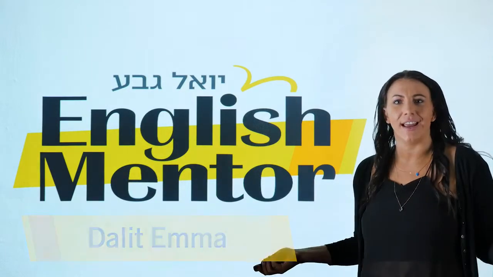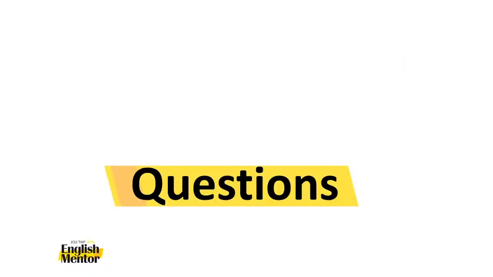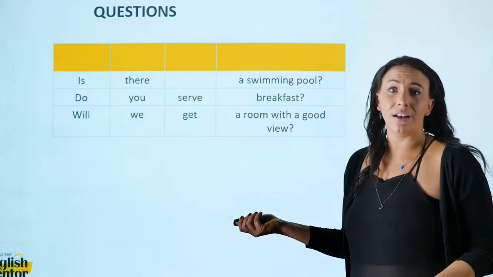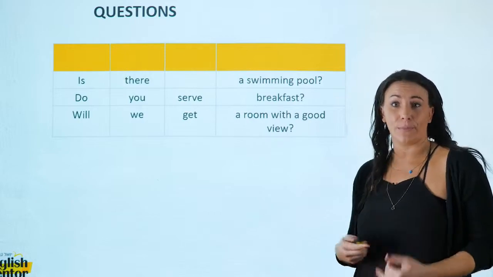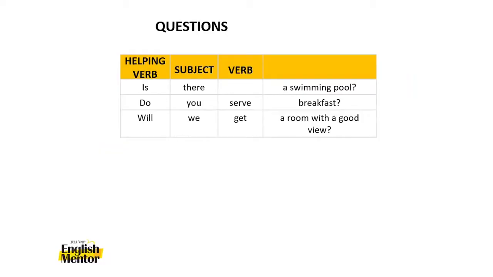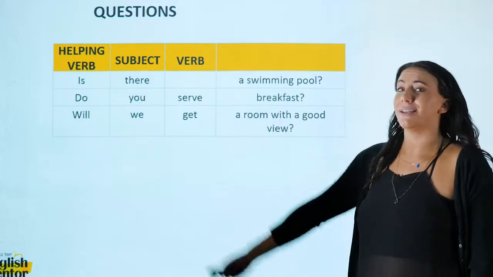What are we doing today? What are we going to learn? Questions. So most of you may already know how to ask simple questions, but let's review just in case. When we ask a question, it always starts with a helping verb. The helping verb is followed by the subject, which is then followed by the verb or no verb. So let's take a look at some examples.